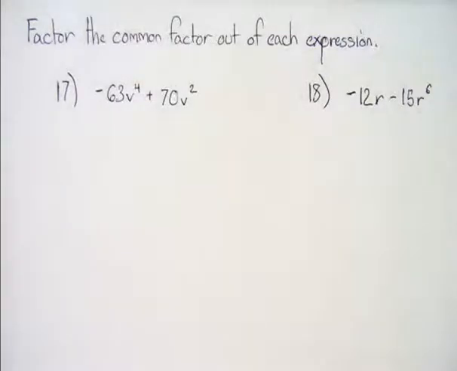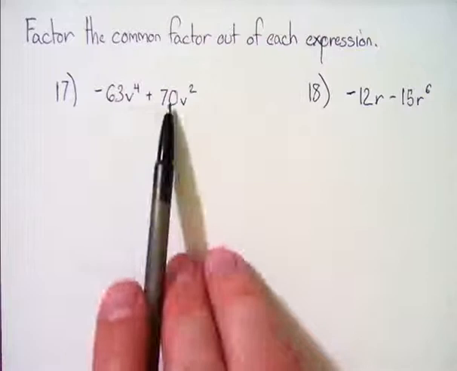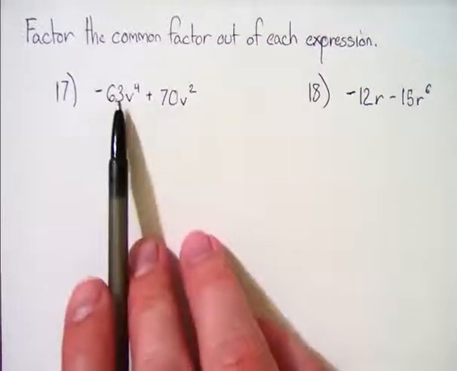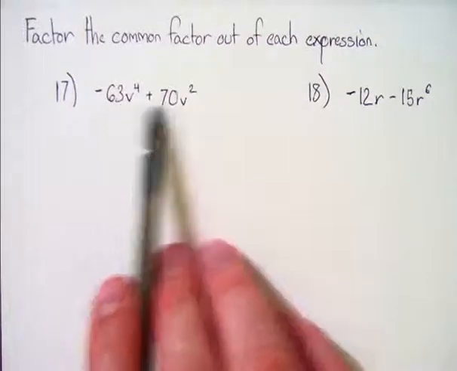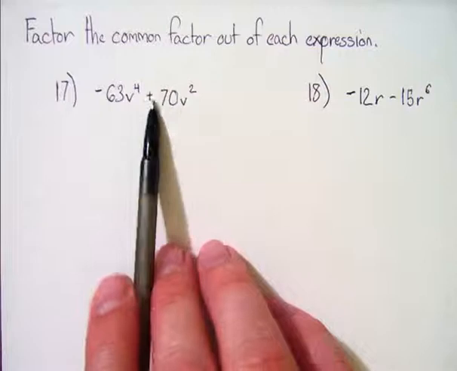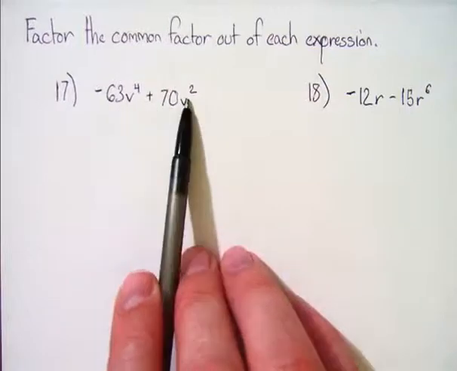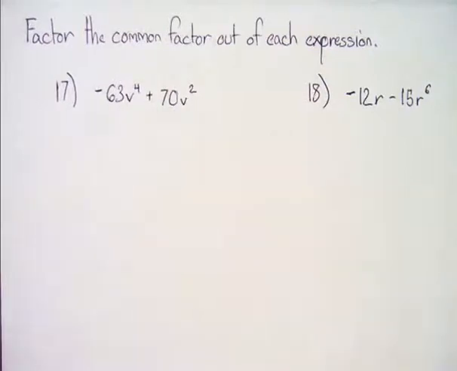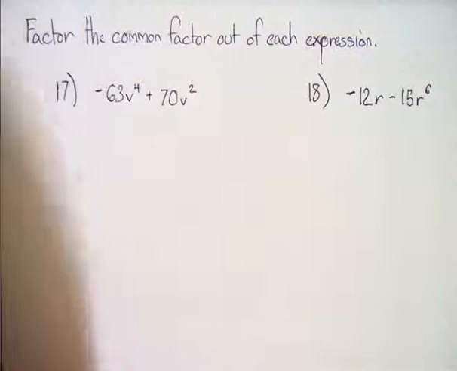Factor the common factor out of each expression. So here we're going to have a binomial, and we can confirm very quickly that this is not a difference of two squares. These aren't perfect squares. So we need a different technique in order to solve these.